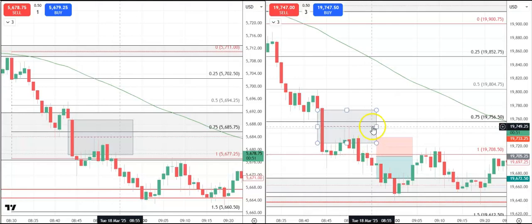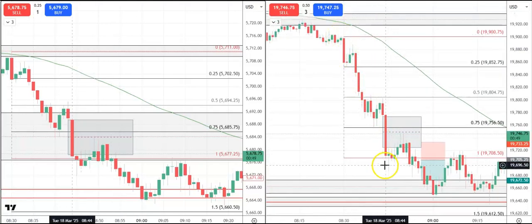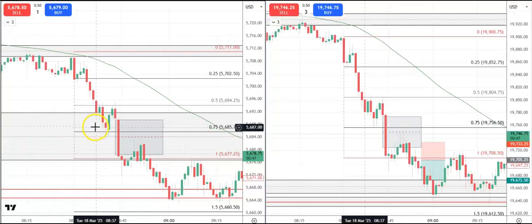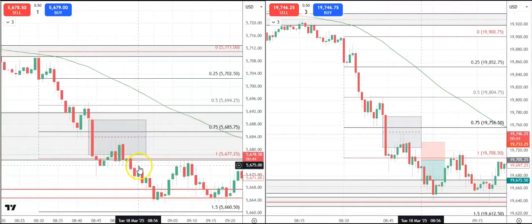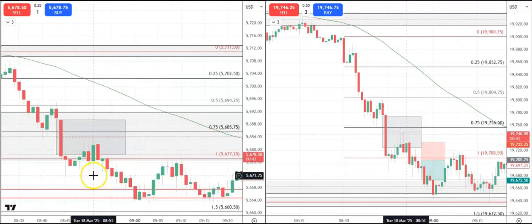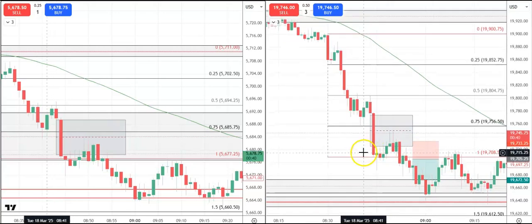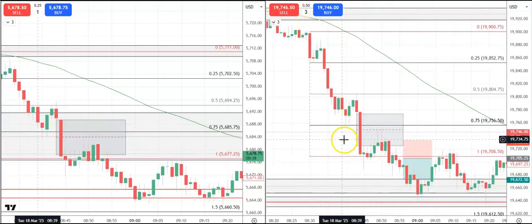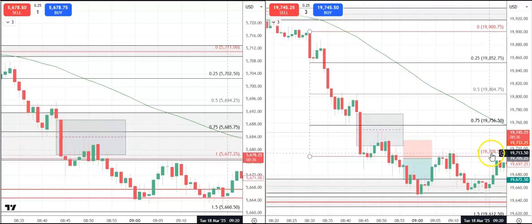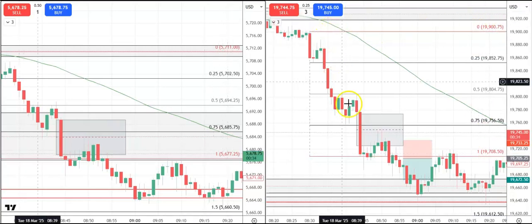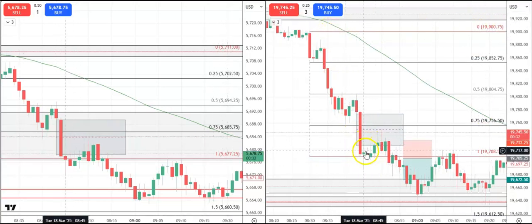Alrighty, so after this huge run right here, if you don't got any part of that, good job. I did not. It took off. Anyway, this next, this gigantic 15-minute, 200-point candle right here.